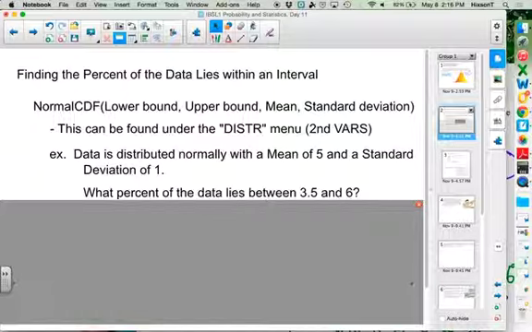160 is the lower bound. 190 is the upper bound. And then your mean is in the settings. In this case, it's on your bound.